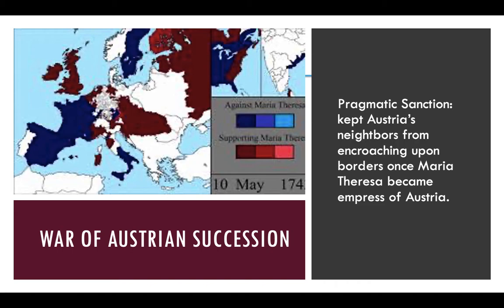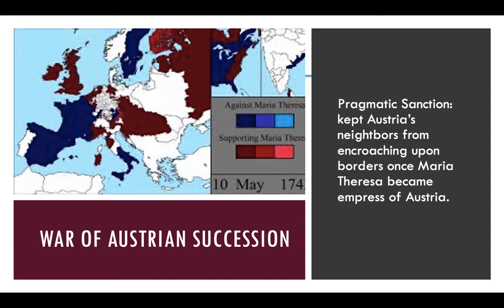Well, he came up with this thing. It's called the Pragmatic Sanction. In theory, the Pragmatic Sanction was supposed to keep Austria's neighbors from encroaching upon borders once Maria Theresa became Empress of Austria. The whole idea is, when Charles VI dies, no one's going to be around to protect Maria Theresa. So what he does is he signs this thing and says, okay, you guys cannot encroach upon my land when my daughter is Empress. That went over about as well as you would expect it to. Did not go over well. It went over like a lead balloon.